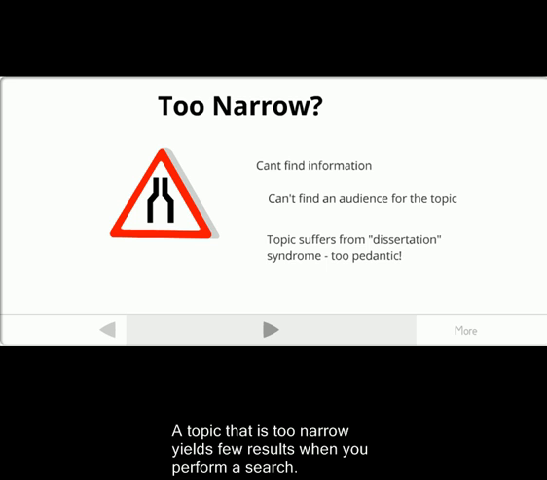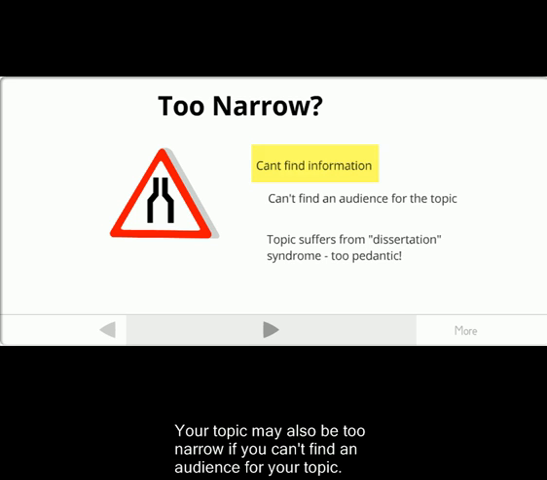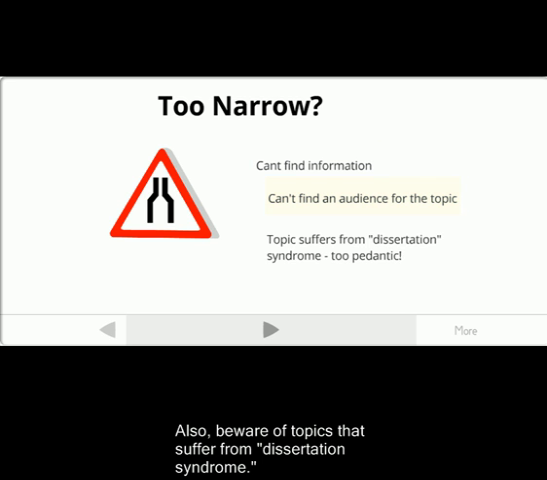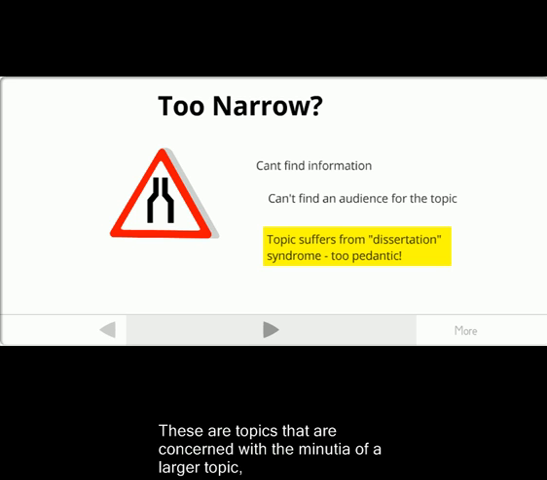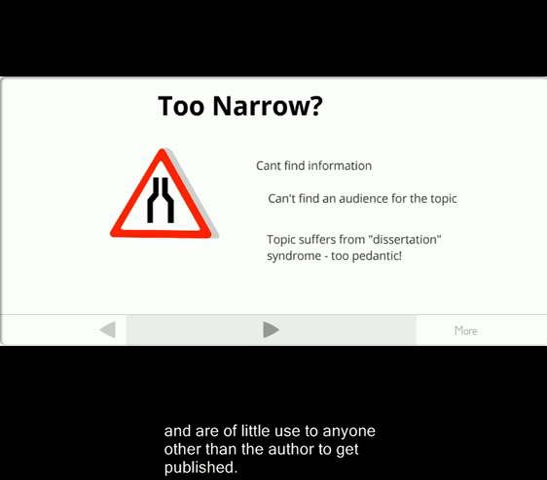A topic that is too narrow yields few results when you perform a search. Your topic may also be too narrow if you can't find an audience for your topic. Also, beware of topics that suffer from dissertation syndrome. These are topics that are concerned with the minutiae of a larger topic and are of little use to anyone other than the author to get published.